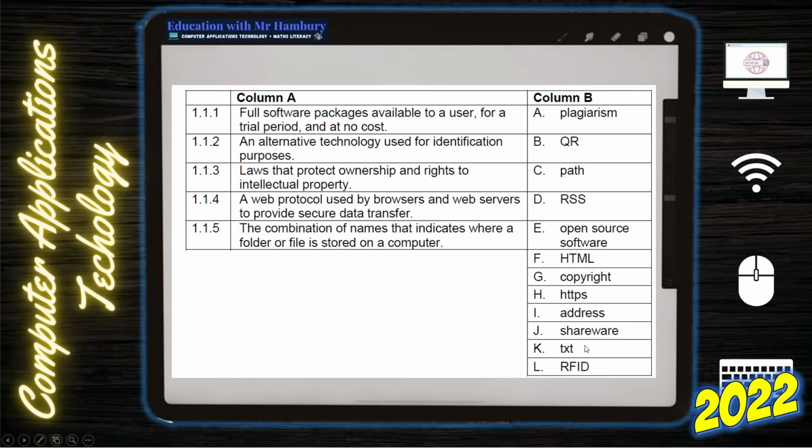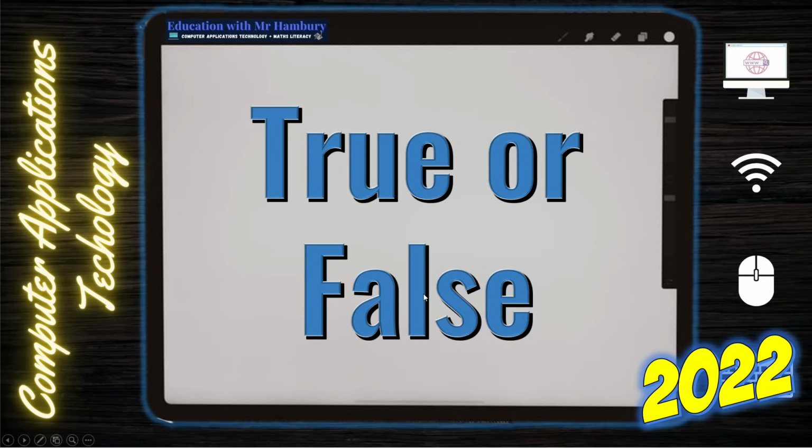So again, once I've gone through all of that, I go over and I say, okay, laws that protect the ownership and rights to intellectual property, that's going to be copyright. Again, just because I went through column B, try to understand the terms that they have here, and then I go over to the definitions. So I hope that's helping you so far.